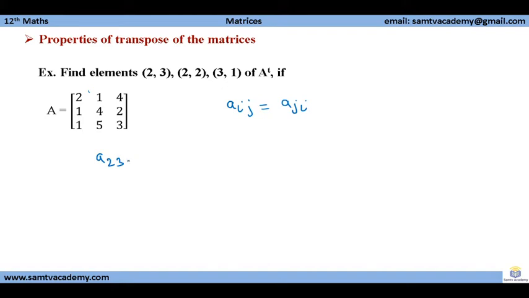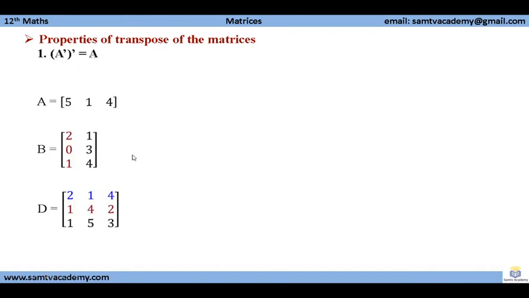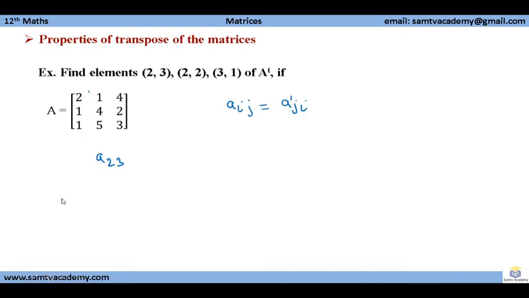A23 is the element we need to find. This A23 is equal to A32 of the transpose. What is A32 here? It is the third row, second column. So this is the element of A transpose, and that is equal to 5.